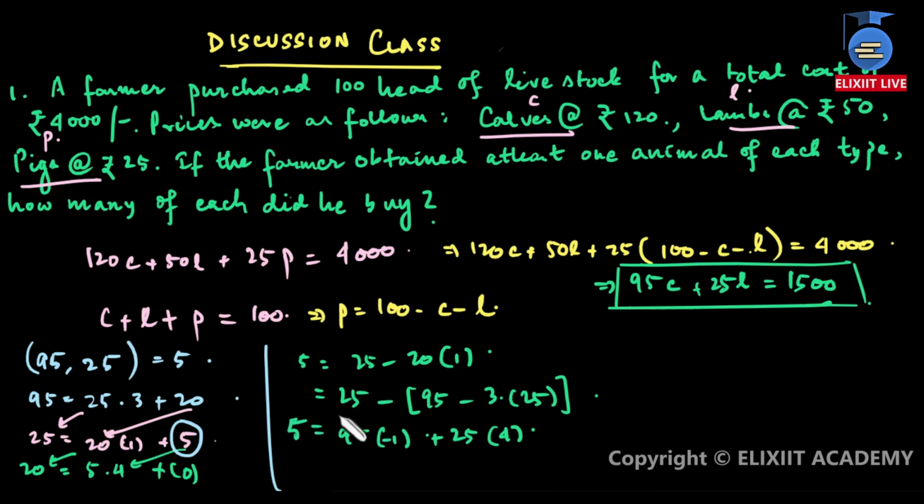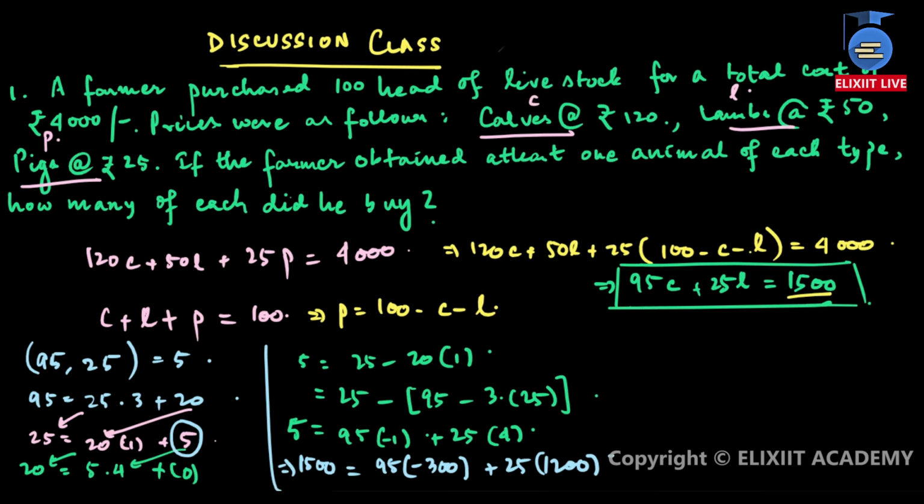On the left-hand side, you have 5. So 5 equals 95 into minus 1 plus 25 into 4. But what do you actually need? You need 1500. The left-hand side should be 1500, but we have 5, so multiply by 300. So this turns out to be 1500 equals 95 into minus 300 plus 25 into 1200. Okay, clear?